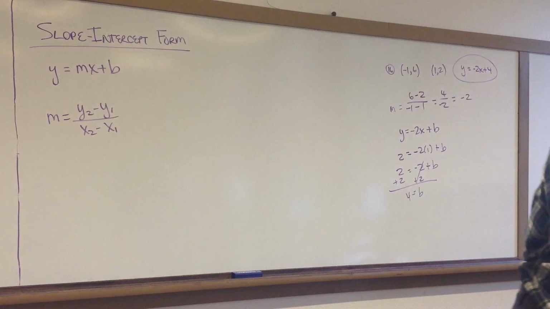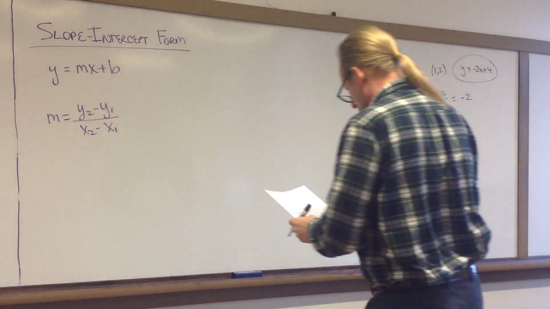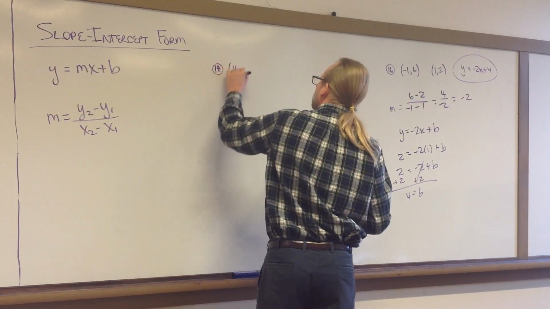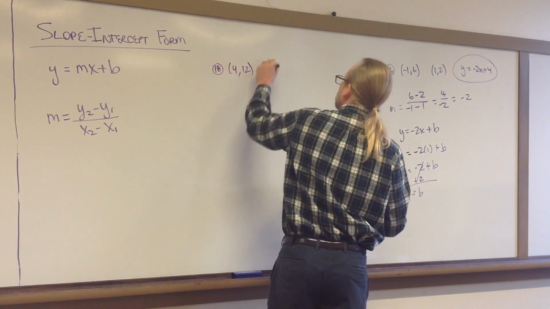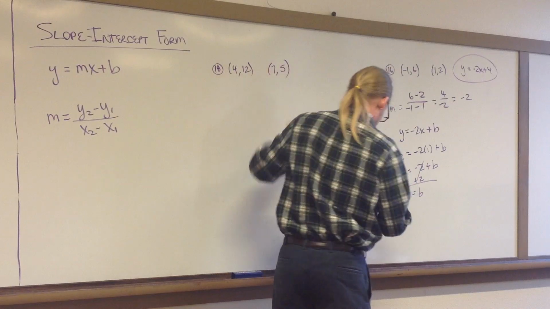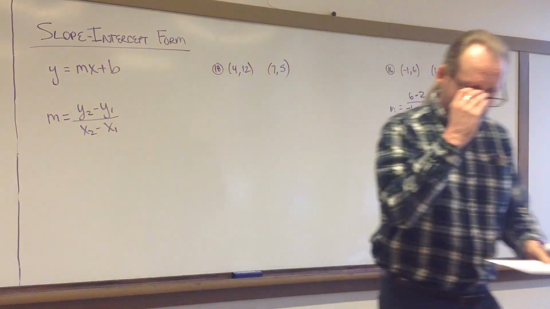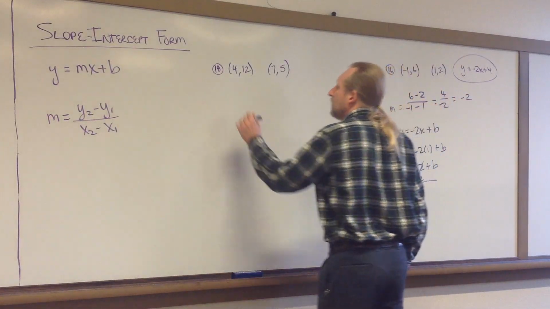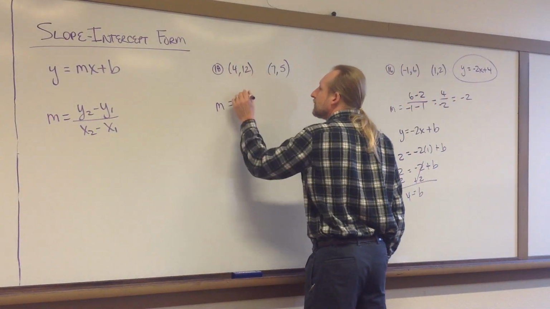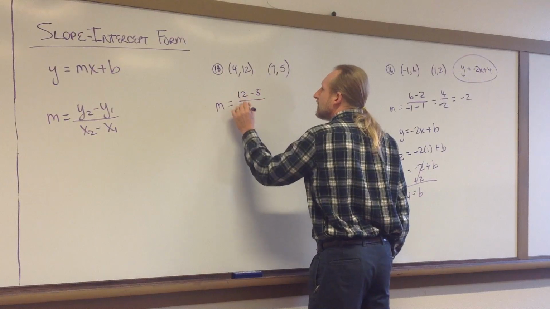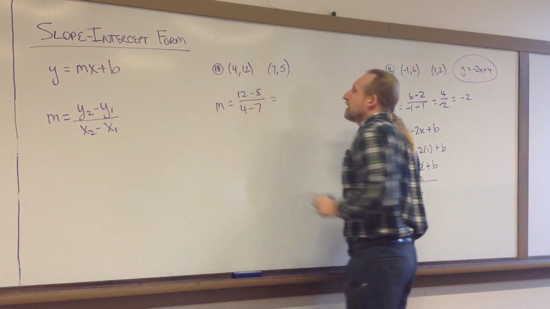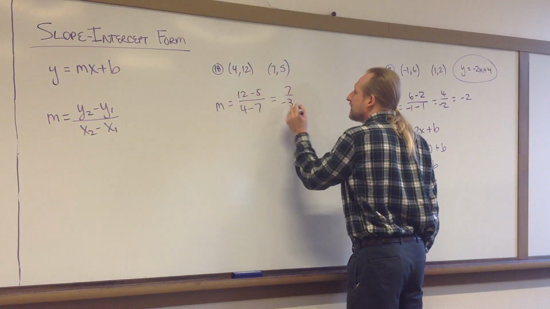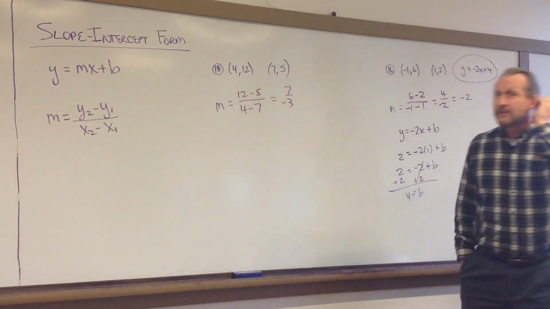Problem 18. We've got the points (4, 12) and (7, 5). All right, so first we want to find the slope. I'll do 12 minus 5 on top, 4 minus 7 on the bottom. So that'll give me 7 on top, negative 3 on the bottom, and that's all we can do with that.